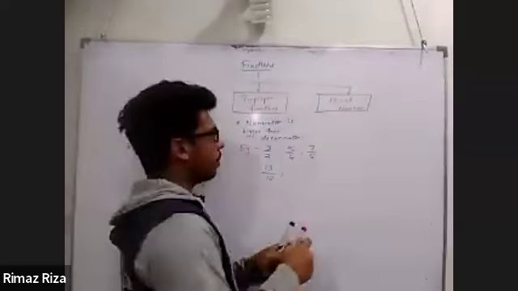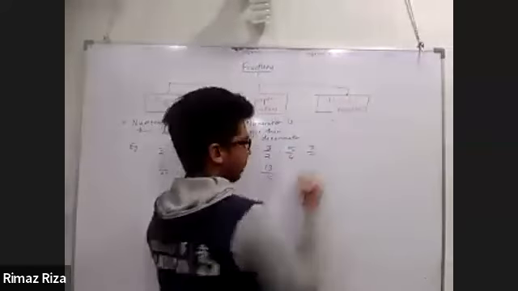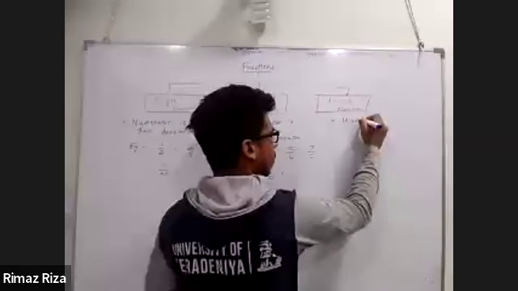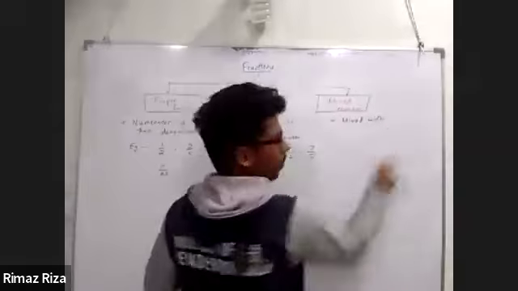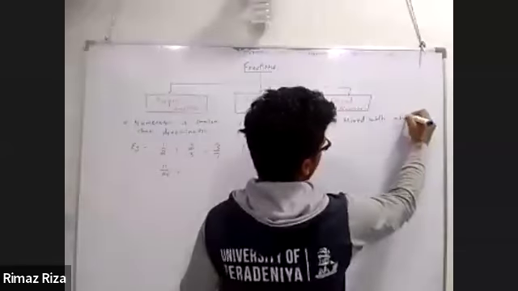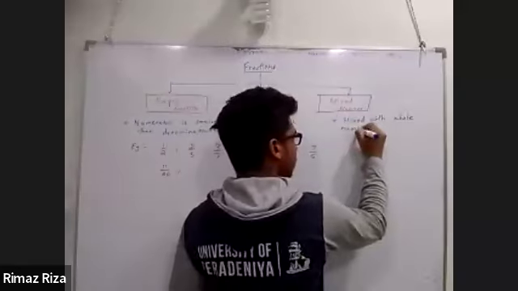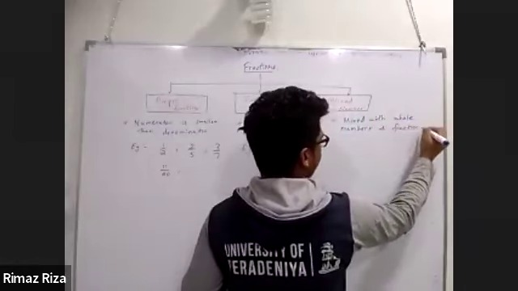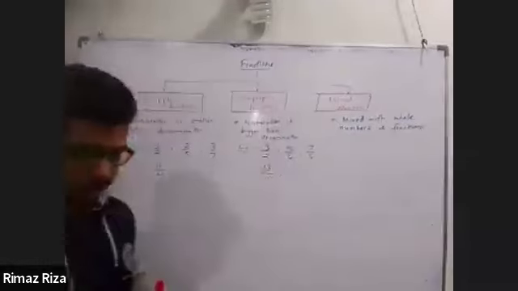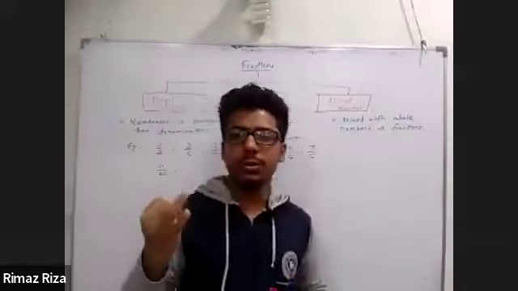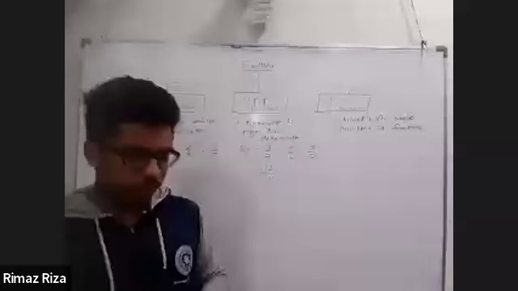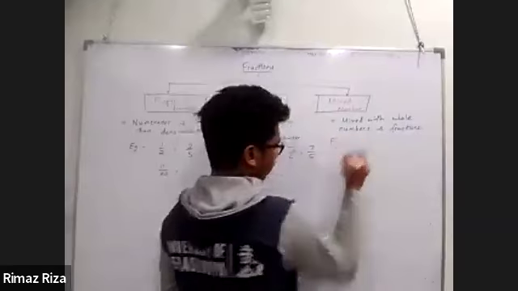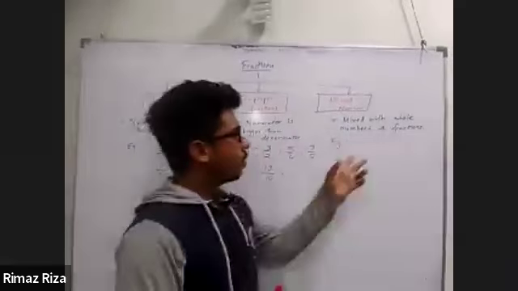Okay, and then the third type we have mixed numbers. They are mixed with whole numbers and fractions. Whole numbers, counting numbers 1, 2, 3, 4, 5, 12, 13, 25. So we'll see some examples for mixed numbers.